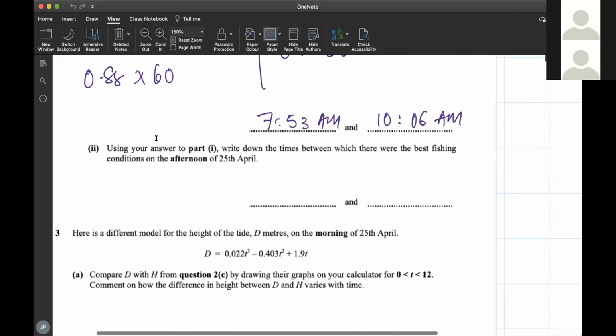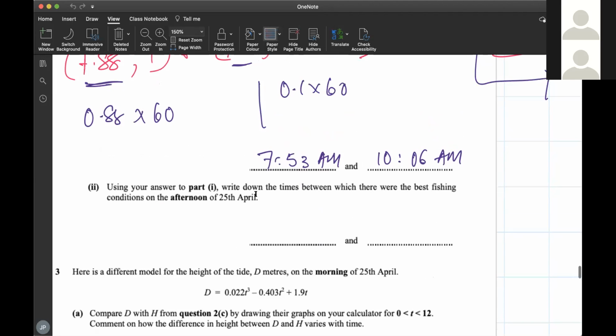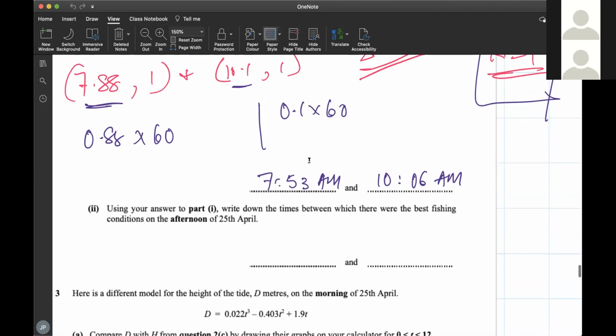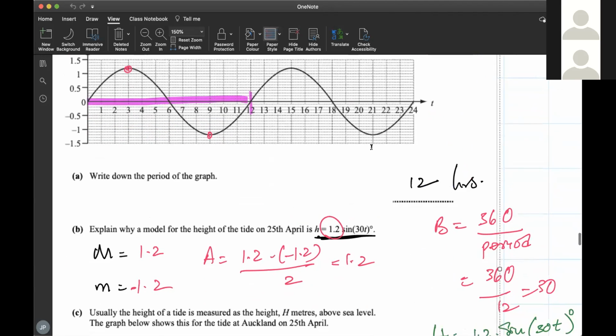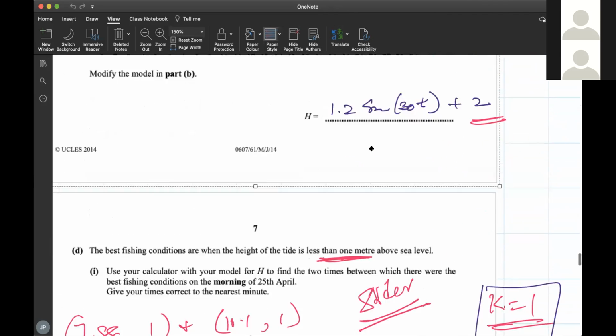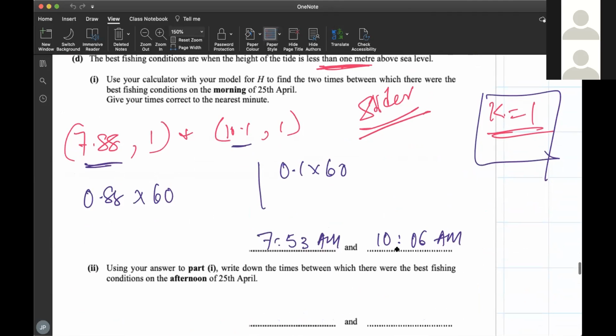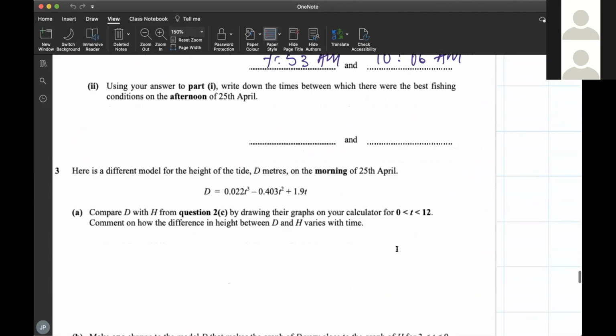You could do the same thing to write down the best times in the afternoon. That means the second, that is the evening time. Because you know that the period is 12 hours. It says period is 12. Sine and cosine are periodic. That means if the best fishing time was between 7 to 10, guess what? 12 hours from now, it'll be the second best fishing time. That's how periodic, cyclic things behave.